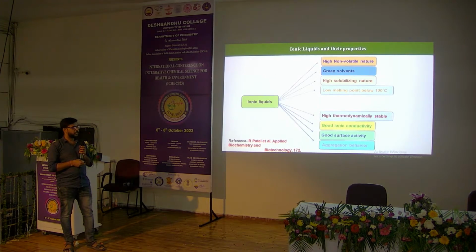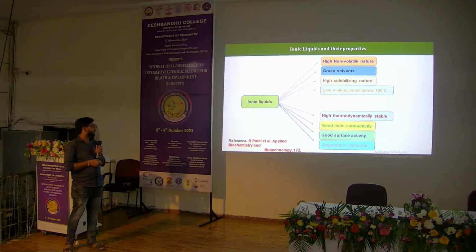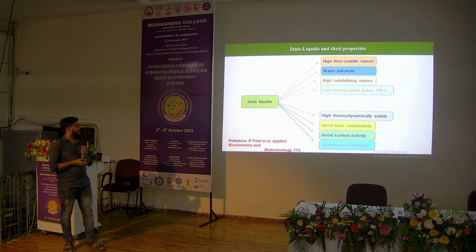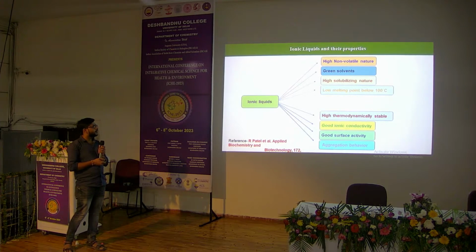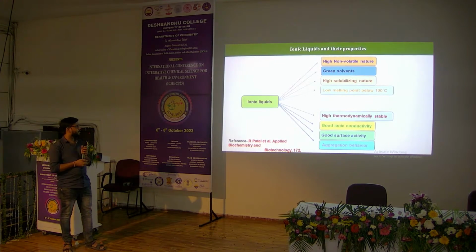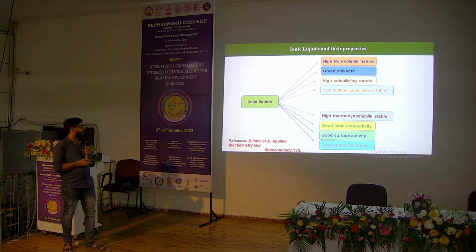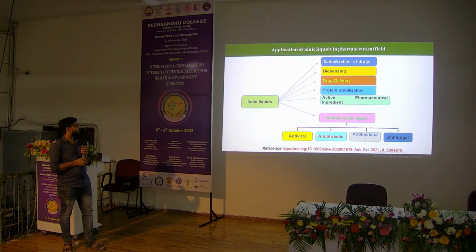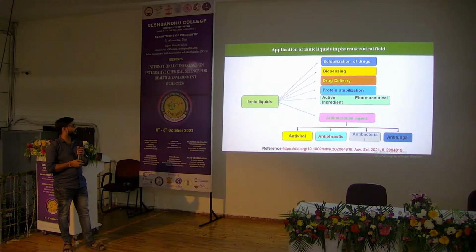Ionic liquids and their properties. What is an ionic liquid? Ionic liquids are salts consisting of an organic cation and an inorganic anion, with a melting temperature below 100 degrees C. They have several properties like non-volatility, green solvent nature, high solubility, low melting point, high thermodynamic stability, good ionic conductivity, and good surface activity. They also have applications in the pharmaceutical field: solubilization of drugs, biosensing, drug delivery, and protein stabilization.